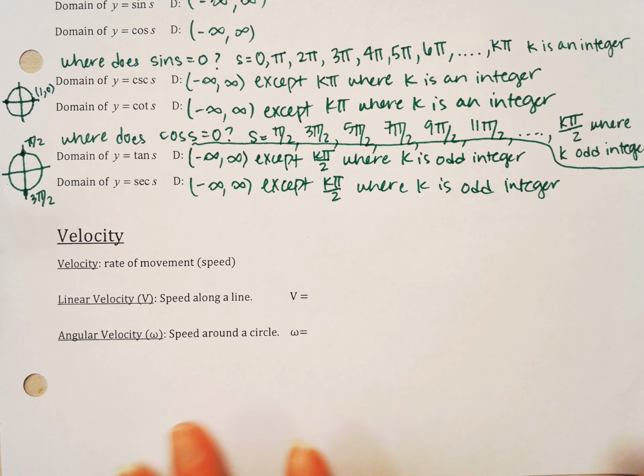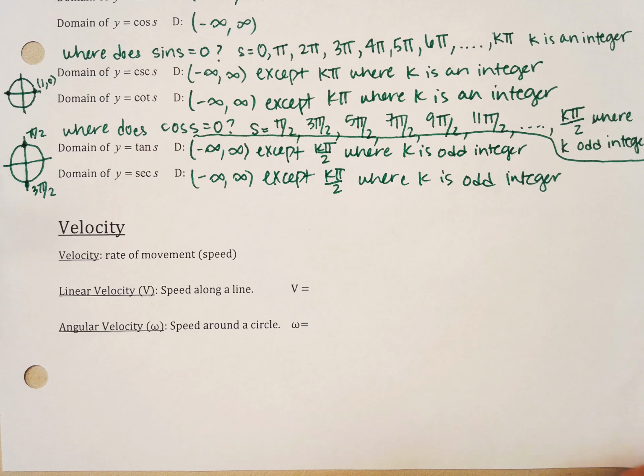Velocity is some rate of change. It's some movement in some particular distance. It's the speed of how something is moving at any given time. There are 2 different types of velocity though. There's linear velocity, which is usually what we think about when we think of velocity. It's a speed along a line. It's a speed over time.